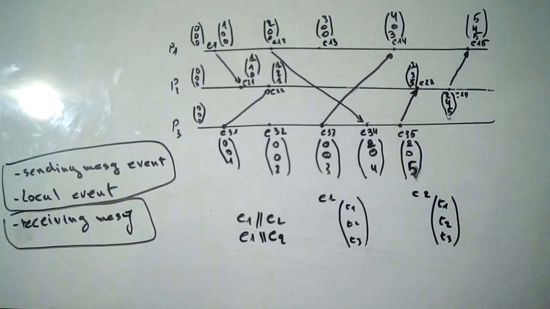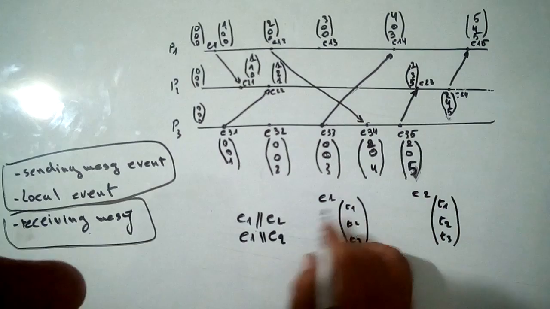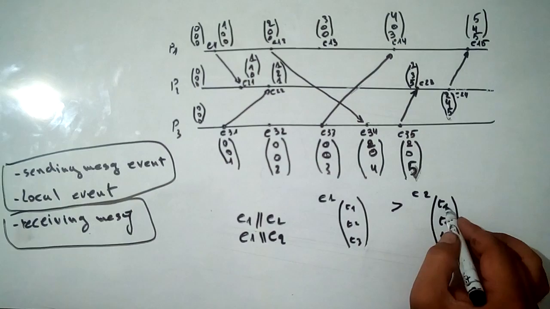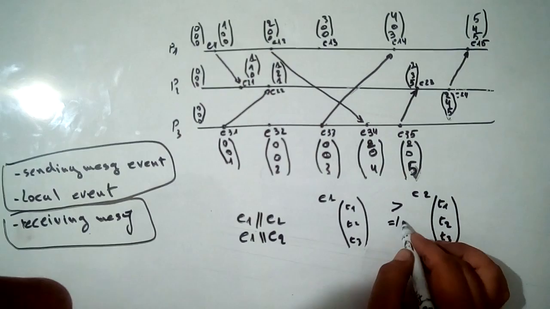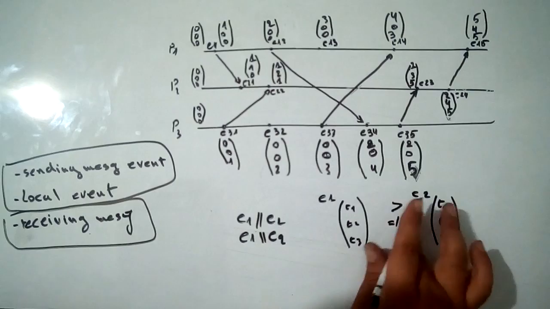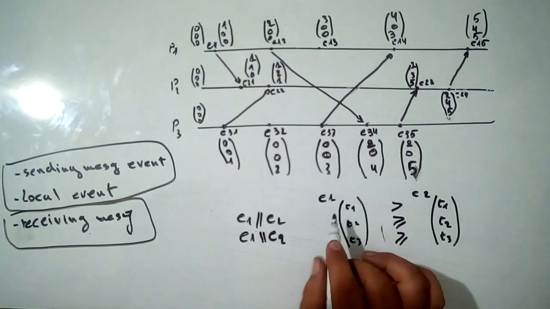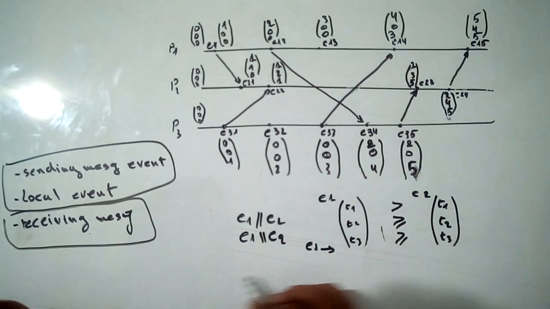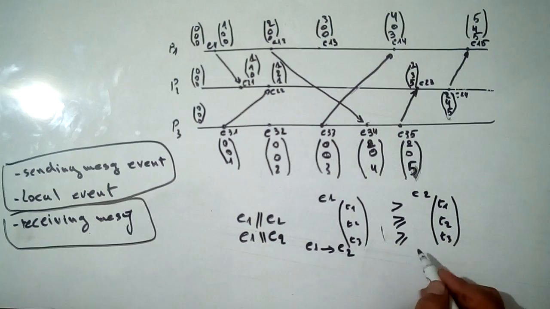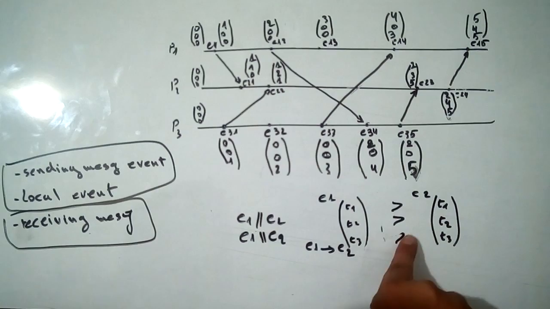So the third case, if we have at least one term strictly greater than the other term, and the others may be equal or strictly greater than, so the others are greater or equal. Okay, so in this case we say that E1 occurred after E2. Okay, so that's it for the precedence.